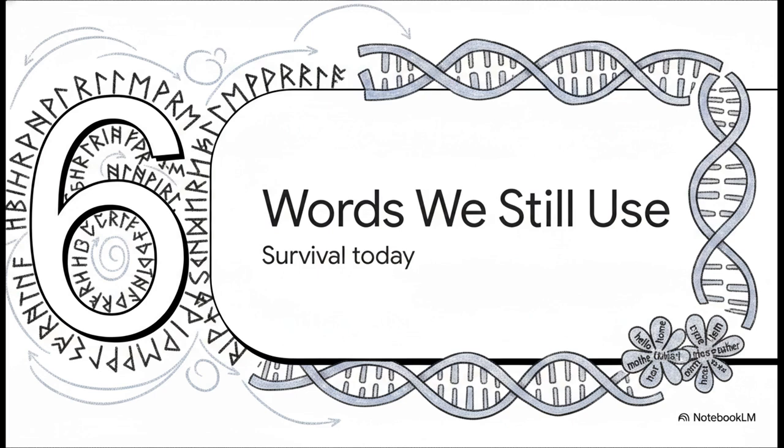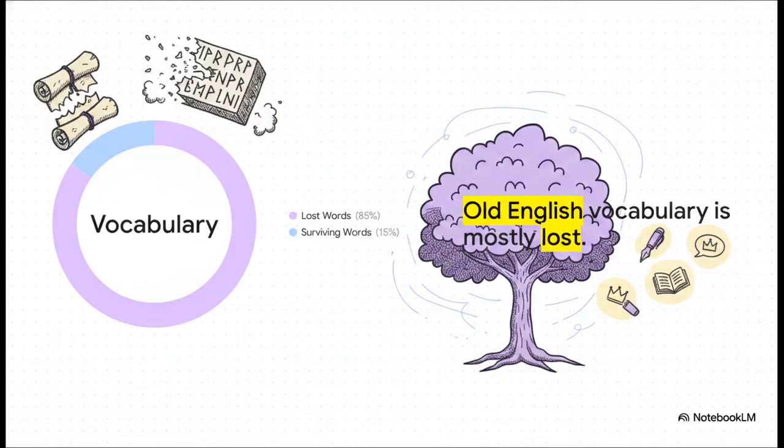And finally, Section 6, words we still use. Now, despite this massive French invasion of the language, Old English never truly died out completely. Scholars estimate that a massive 85% of the Old English vocabulary was completely lost to time, just gone. But we absolutely shouldn't let that fool us, because that tiny 15% sliver that actually survived the Norman conquest and evolved into modern English, it is incredibly important.